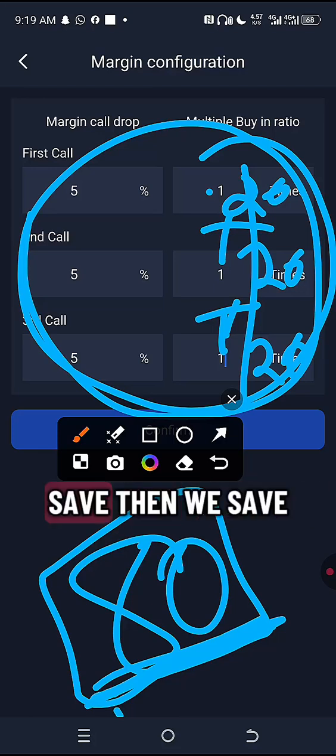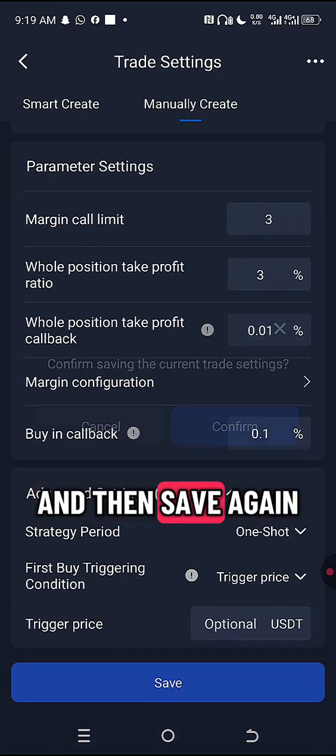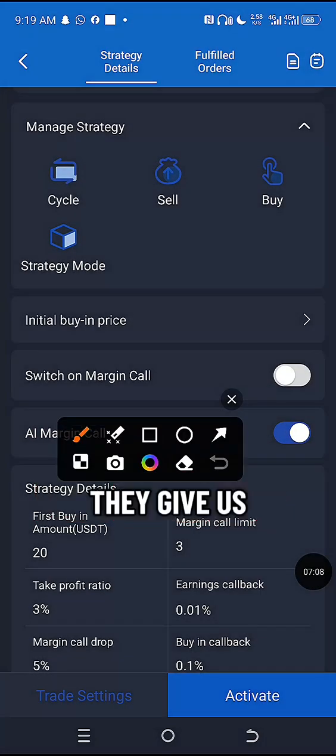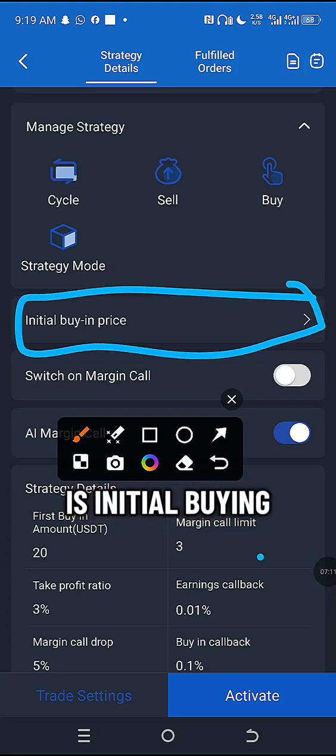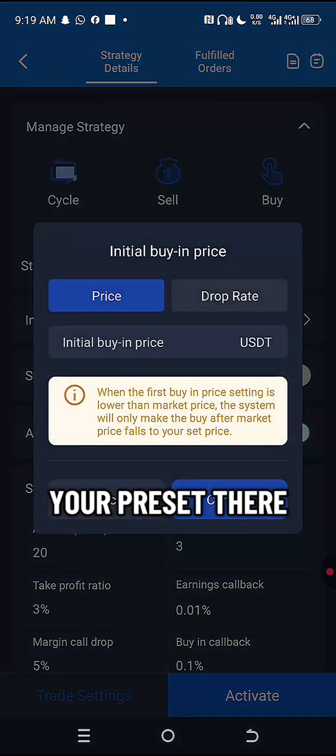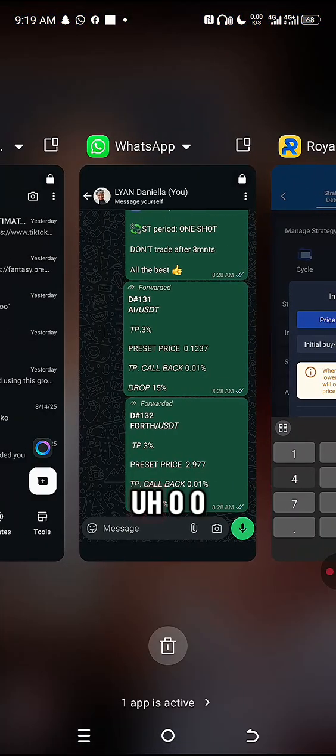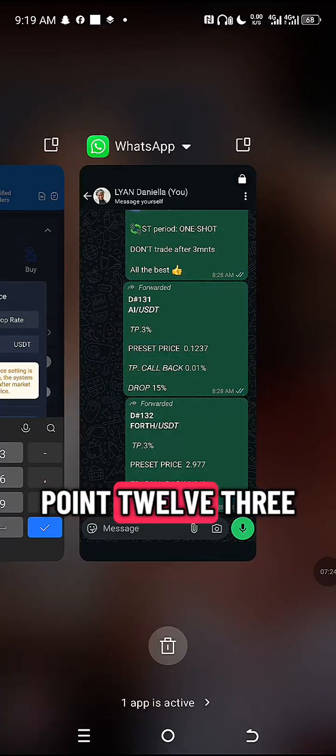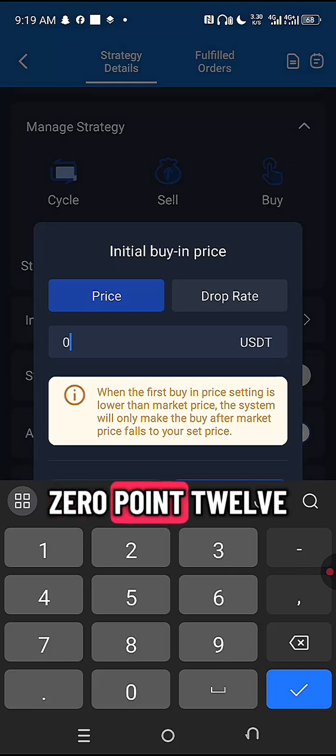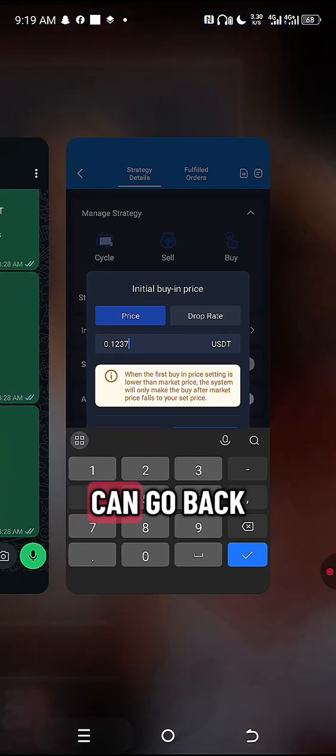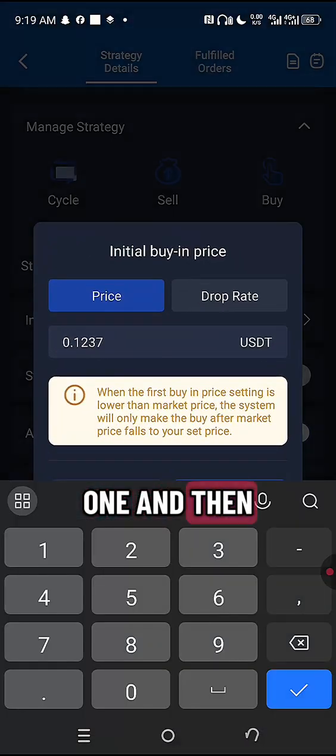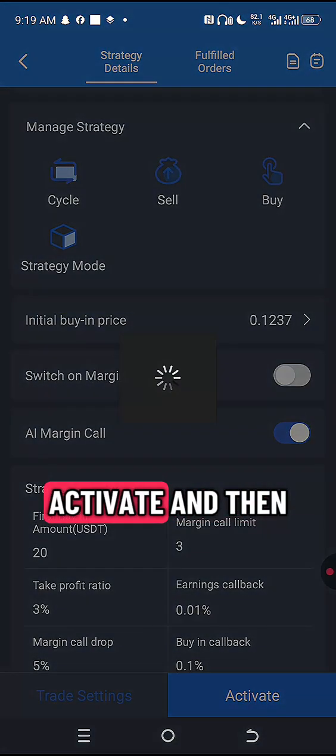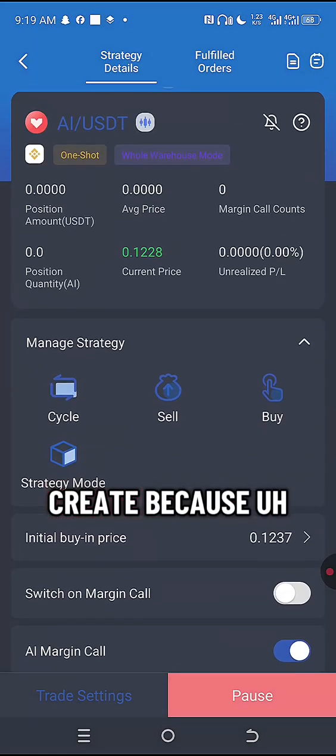So then we save, and then save again, confirm. And then sometimes they give us a preset price. You're going to tap here where there is initial buying price and put your preset there. Okay, so they gave us a preset price of 0.1237. So we put it here, 0.1237. Yeah, you can go back and confirm. Yeah, it is the one. And then save, confirm.